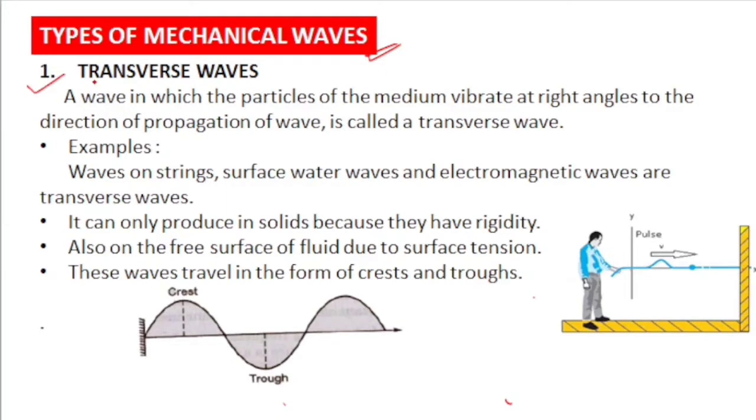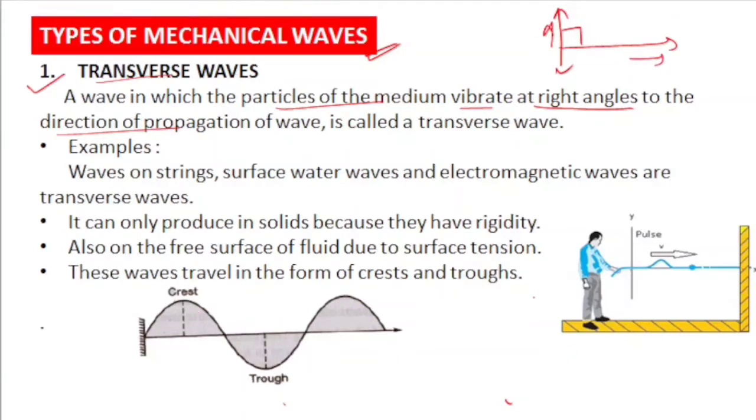First, what do you mean by transverse wave? Transverse waves are those waves in which particles of the medium vibrate at right angles to the direction of propagation of wave. Wave is propagating in one direction and particles are vibrating at right angles to the direction of propagation of wave, right? So these are called transverse waves.